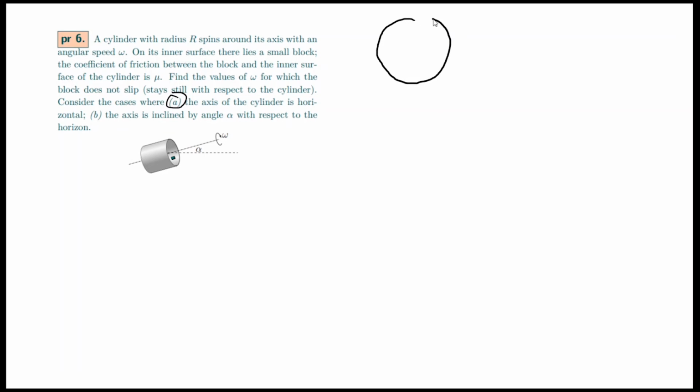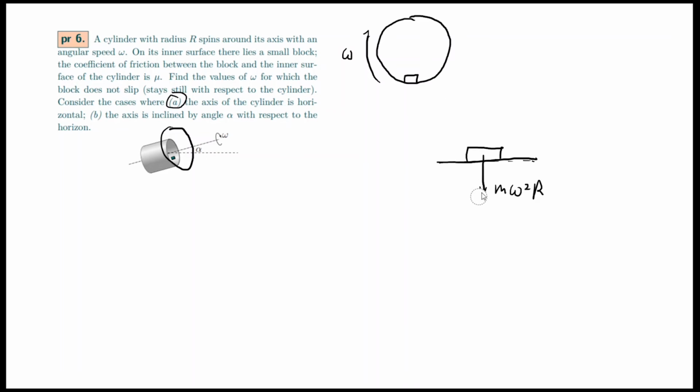So in part A, it's completely horizontal, and we're looking at it from this perspective here, if you guys can see what I mean. And the cylinder is rotating like this at omega, and let's focus in on this block in the accelerated reference frame. So if we focus in on the block in this accelerated reference frame, there's going to be a fictitious force here of m omega squared r, right? The centrifugal force, because we're in the accelerated reference frame.